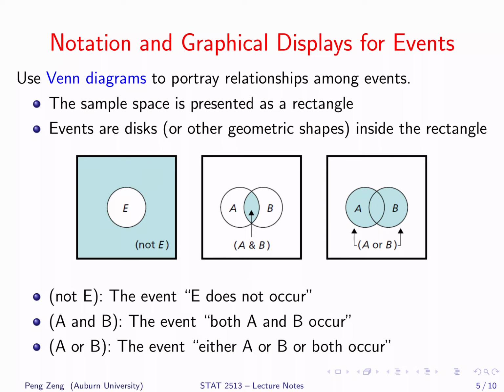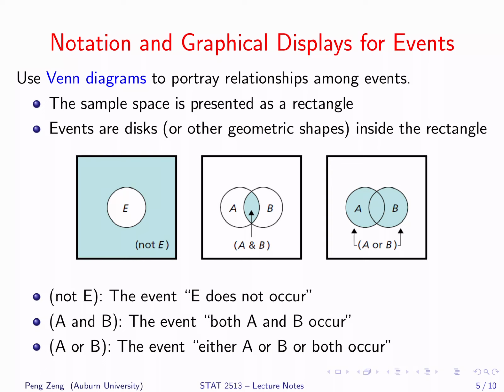The first one is not E, which is the event containing all elements that are not in event E. The first diagram demonstrates not E. The rectangle is the sample space, or the collection of all possible outcomes. The circle indicates event E. The event not E is therefore the collection of all outcomes falling outside of the circle, which are displayed in green.